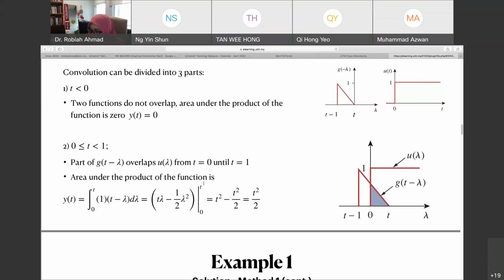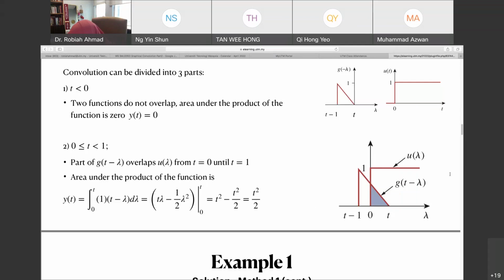Okay, so this is the condition or phase number 2, between 0 to 1. And then we look at what happens when the signal is fully overlapping and so on, because the signal here is continuous to infinity. So in this case there are only 3 cases.